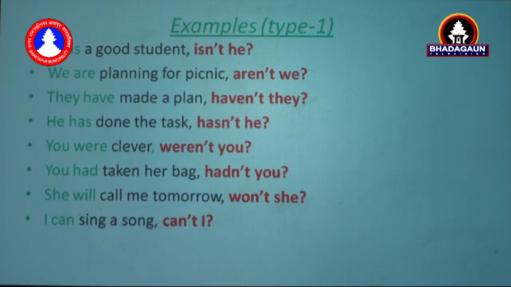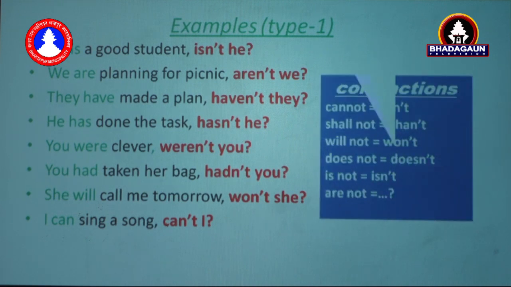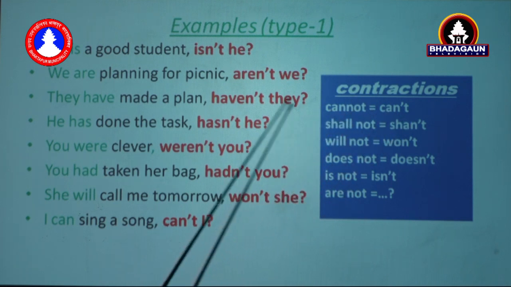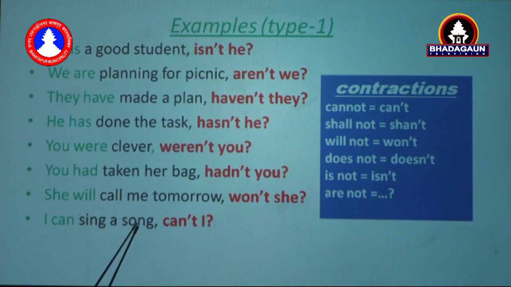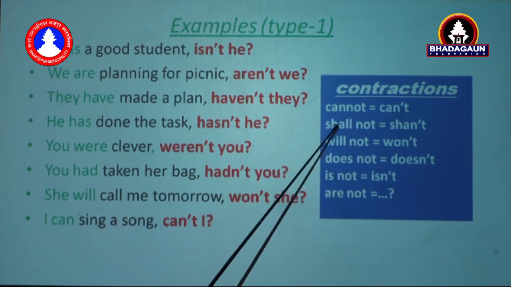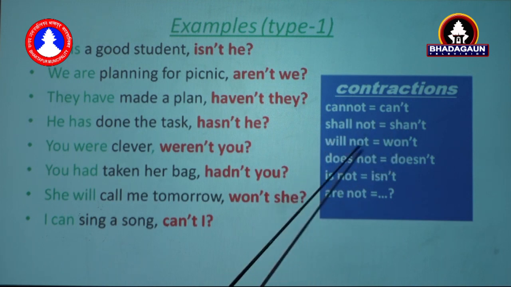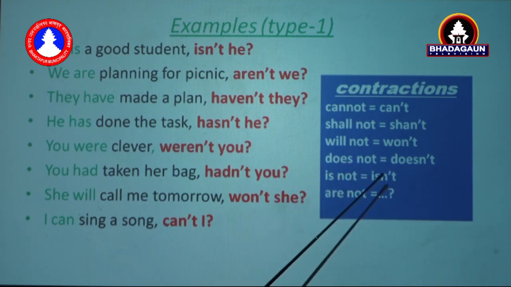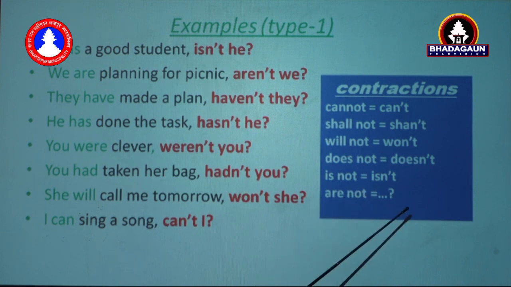By observing these examples, we conclude that we generally use the contraction form, right? Instead of writing cannot here, in I cannot sing a song, you use can't. Shall not, shan't. Will not, won't. Does not, doesn't. Is not, isn't. Are not, aren't, right? Likewise, did not, didn't. Does not, doesn't. Do not, don't. So these are the contraction forms.